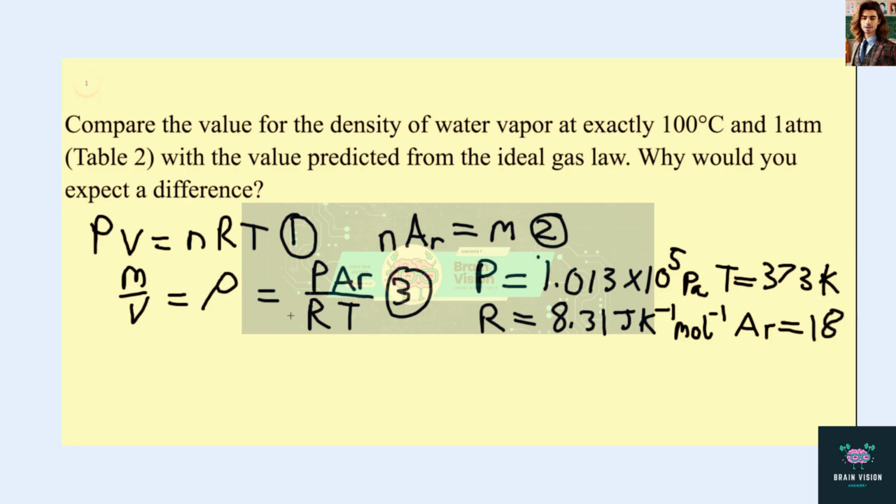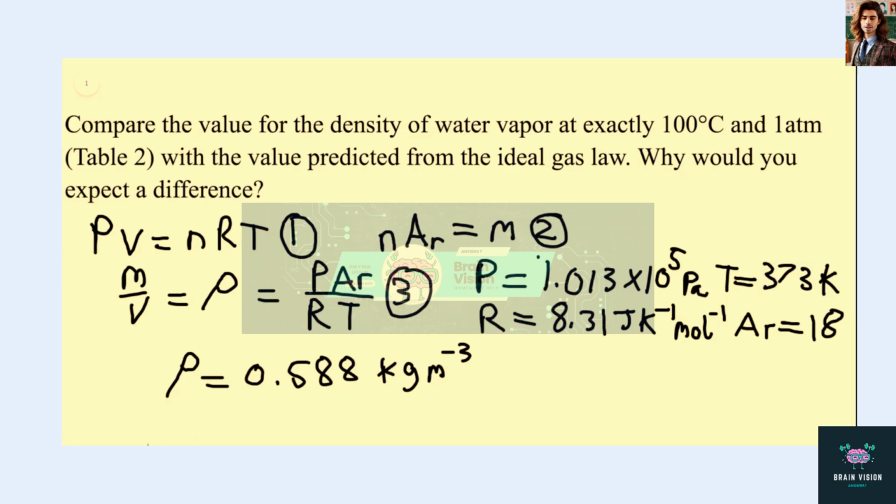Substituting these 4 numbers in, we get a density of 588 grams per meter cubed, but they seem to like kilograms per meter cubed. So dividing through by 1,000 to get the answer in a non-standard international unit, for some odd reason, because they seem to like that in this textbook, we get a density of 0.588 kilograms per meter cubed. That's the answer to the first bit of the question.